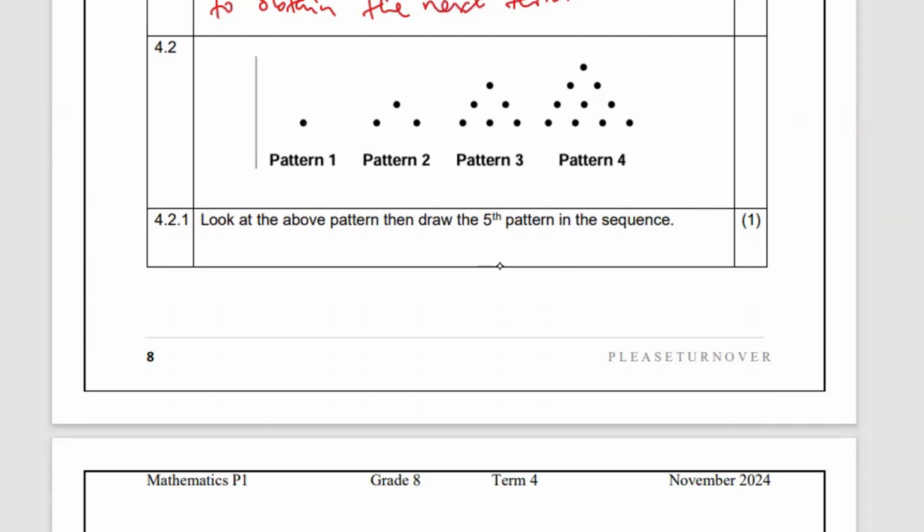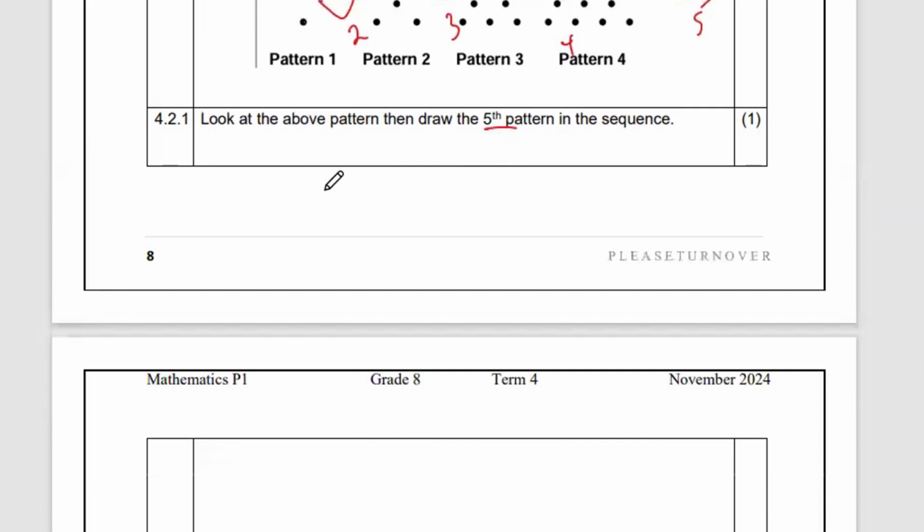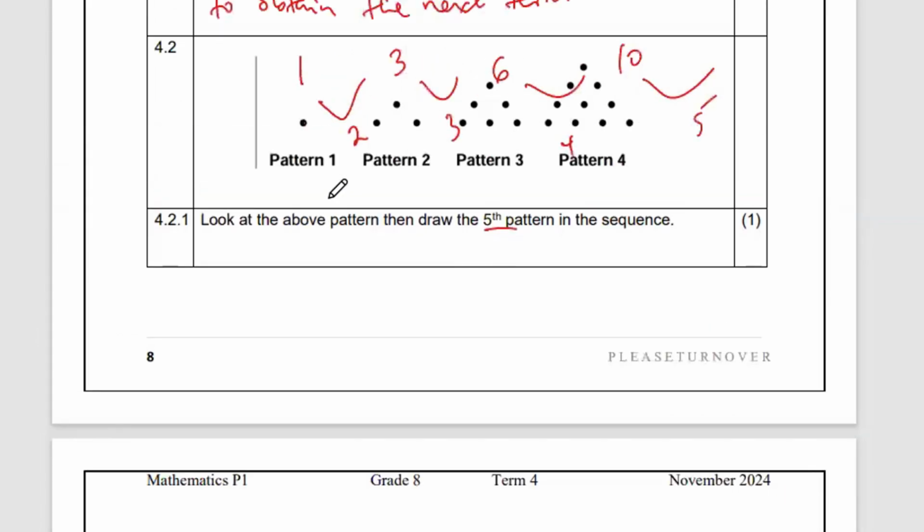4.2. We have this geometric pattern. Okay, a dot, 3 dots. So it's 1 dot, 3 dots. These are 6 dots. And then these are 10 dots. Okay. Look at the pattern above and then draw pattern number 5. So when I look at the way the combination is growing, it's like +2, +3, +4, which means the next one must be +5.